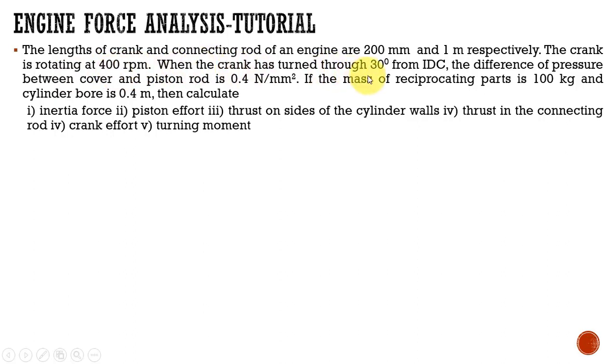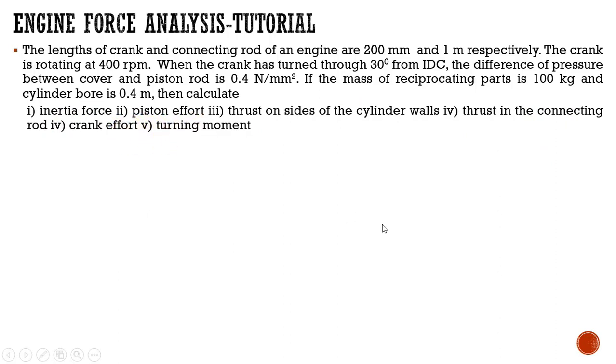When the crank has turned through 30 degrees from inner dead center, the difference of pressure between the cover and piston rod is 0.4 Newton per mm square. If the mass of the reciprocating parts is 100 kg and the cylinder bore is 0.4 meter, calculate inertia force, piston effort, thrust on sides of the cylinder walls, thrust in the connecting rod, crank effort, and turning moment.